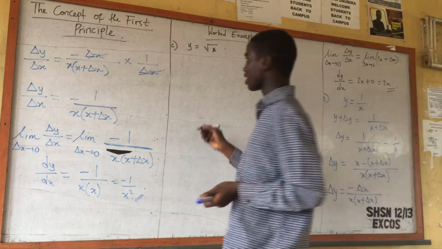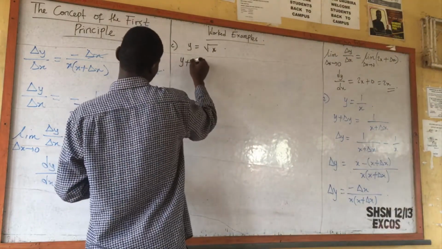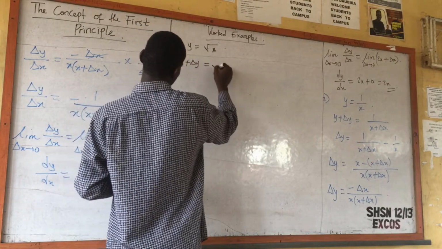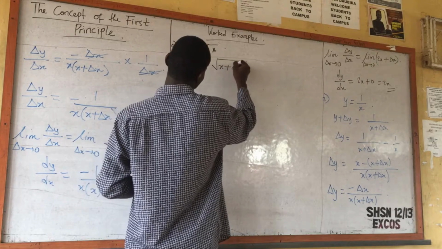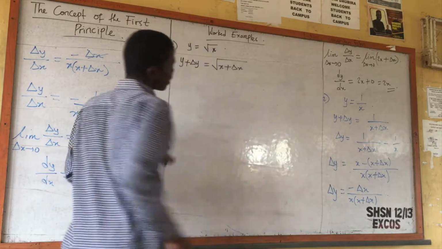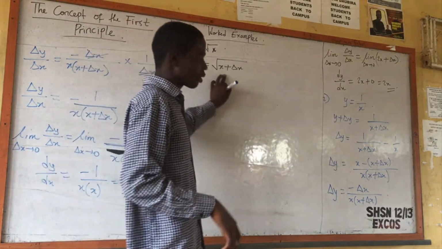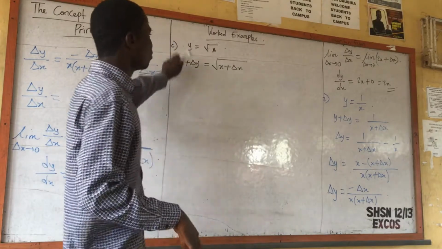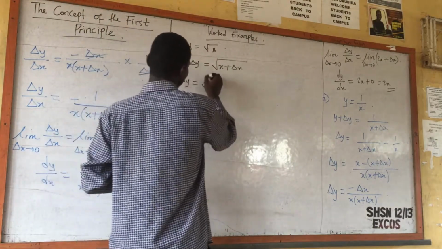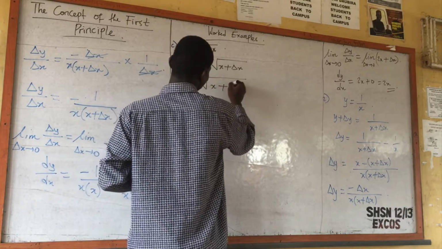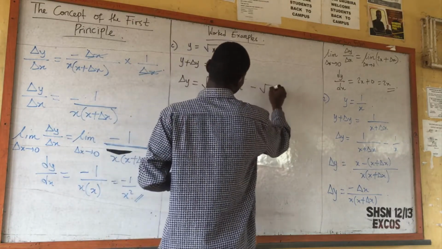Add increment to both sides. I have y plus delta y equal to the square root of s plus delta s. So this is what we have: y plus delta y equals the square root of s plus delta s. Bring y to the other side. Delta y will be equal to the square root of s plus delta s minus root s.